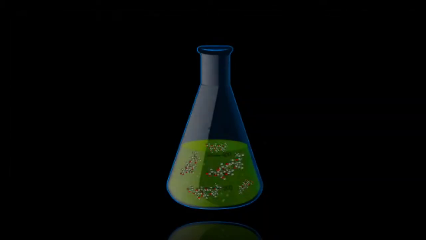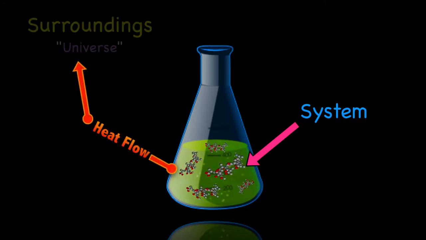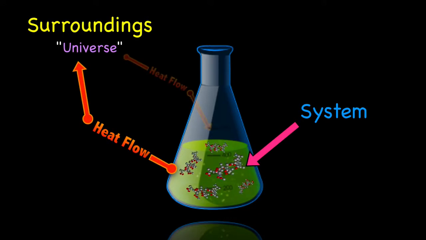To clarify, the mixture of chemical substances that undergoes a reaction is always the system, and the flow of heat can be from the system to the surroundings or vice versa.